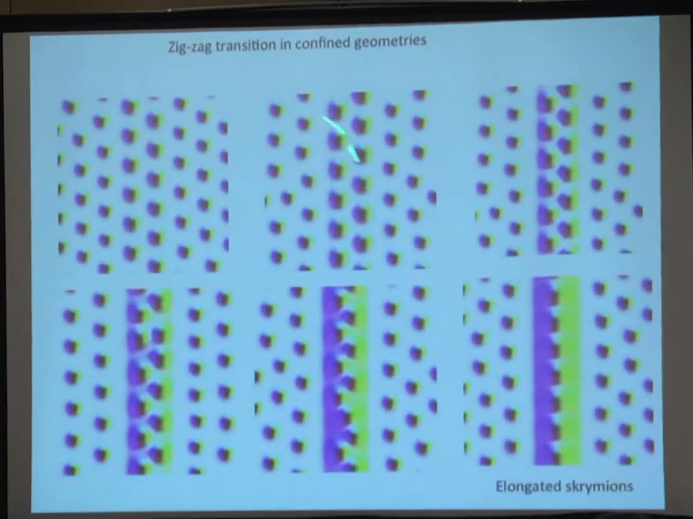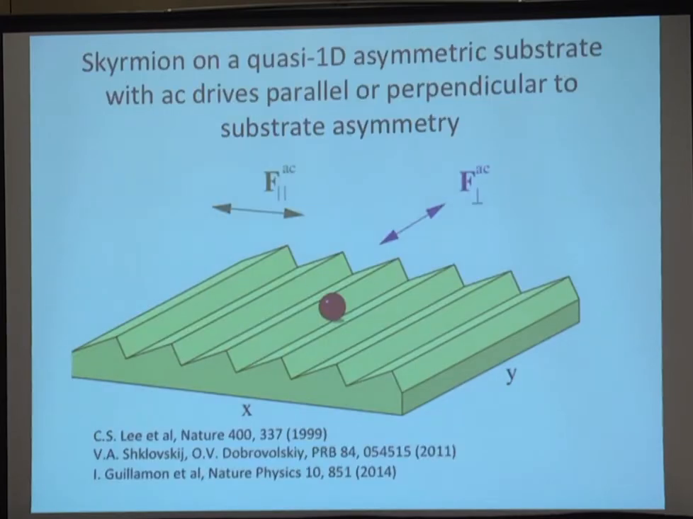And then the next step on these is to talk about dynamics and so forth. But this shows you that the pinning can also change the shape of the skyrmions, which can induce additional dynamics.